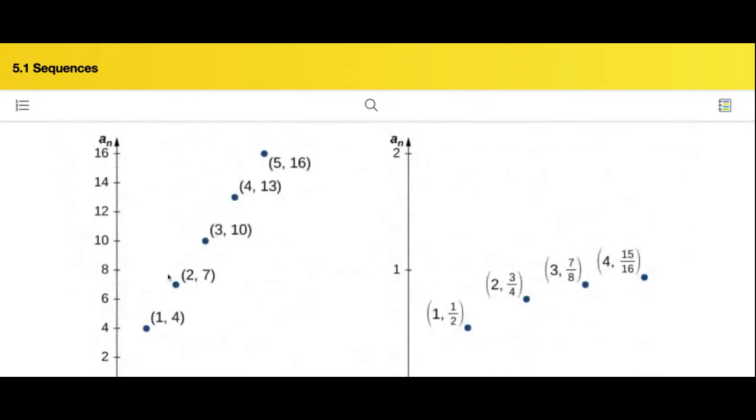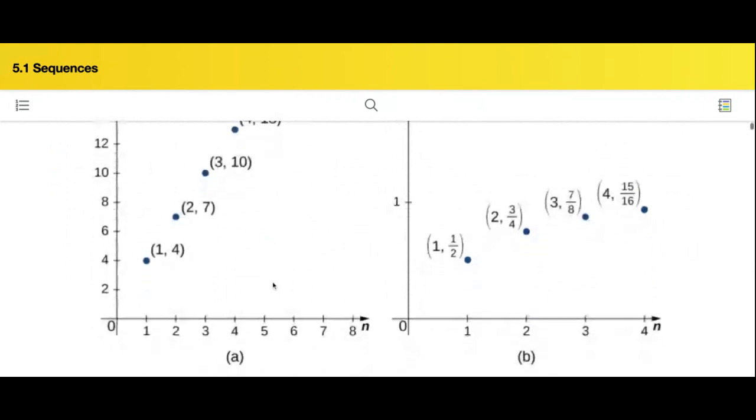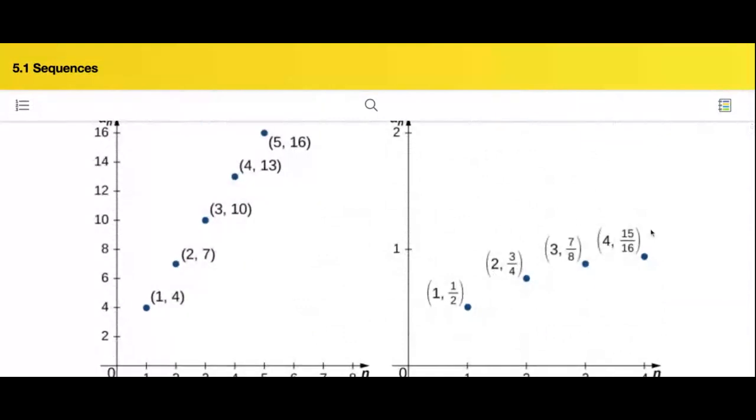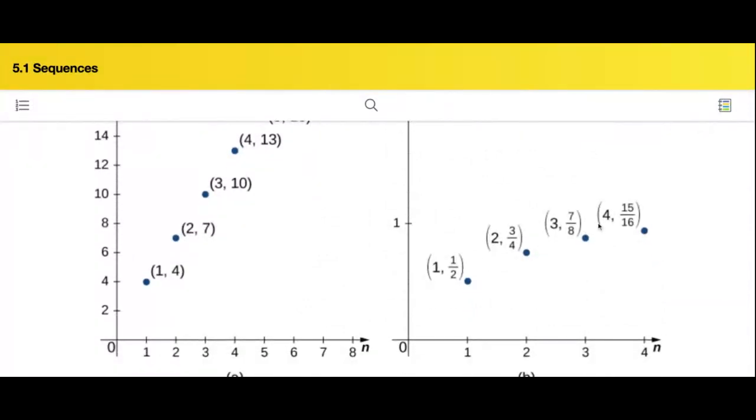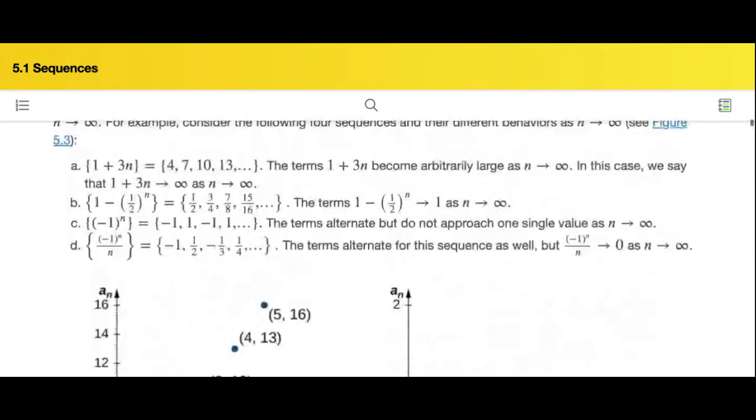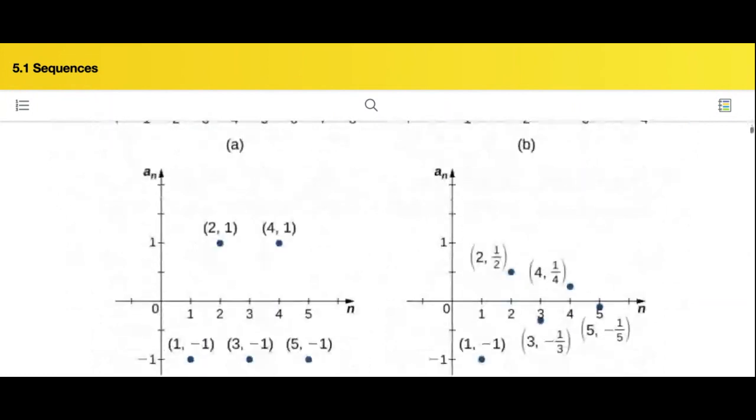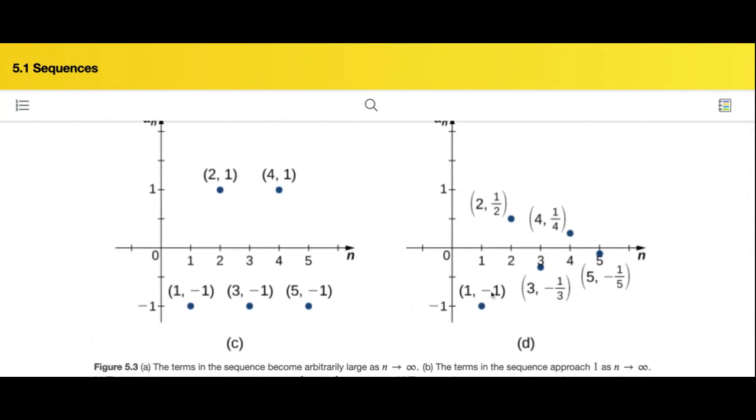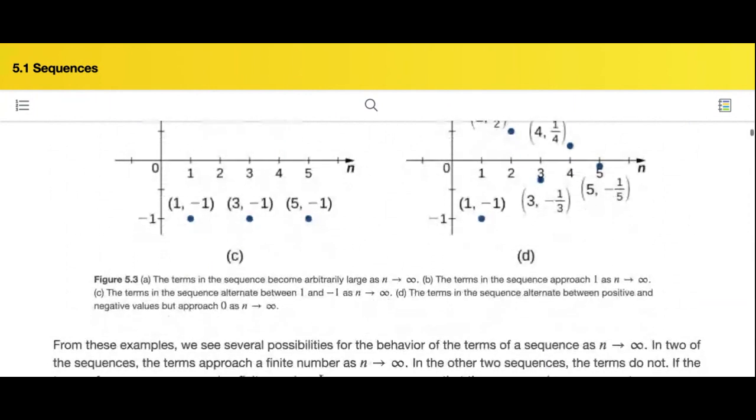Right? If we graph them, it's like this. You see this one, the value keeps increasing, but approaches 1. Actually, this one, yeah, okay. And this one alternates: -1, 1, -1, it jumps around. But this one, we can see approaches 0. So 1 minus half raised to the n approaches 0. Any questions?